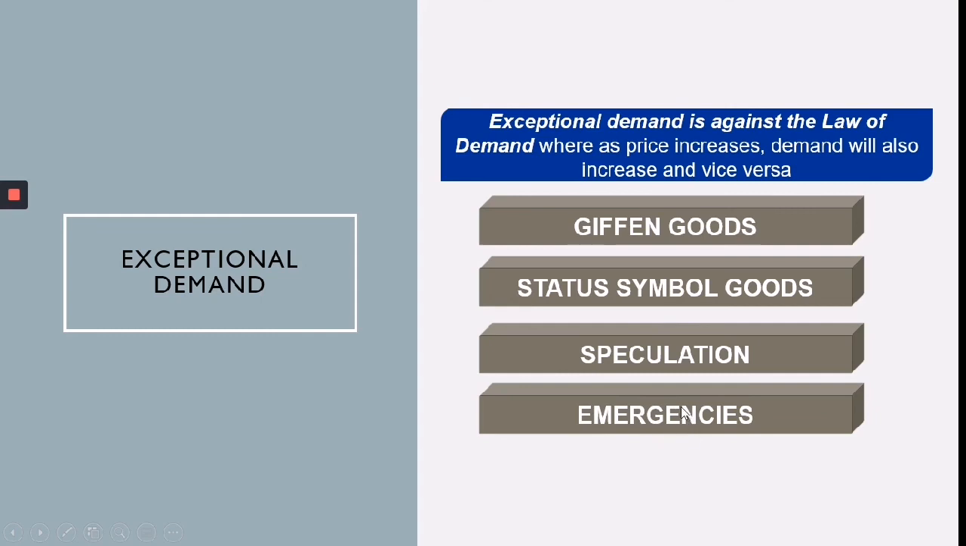And the last one here is emergencies. During emergencies such as war, natural disasters, and the current situation now, the COVID-19 pandemic, you can see people will buy more goods even though the prices of these goods are high, before the movement control order began on 18 March 2020.